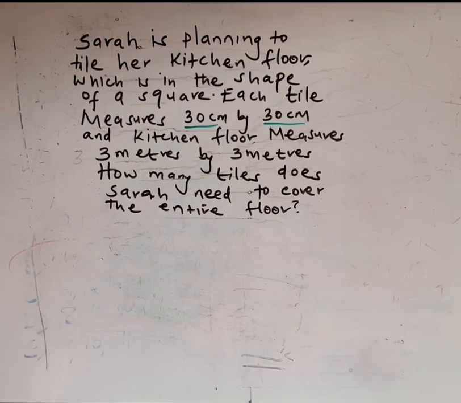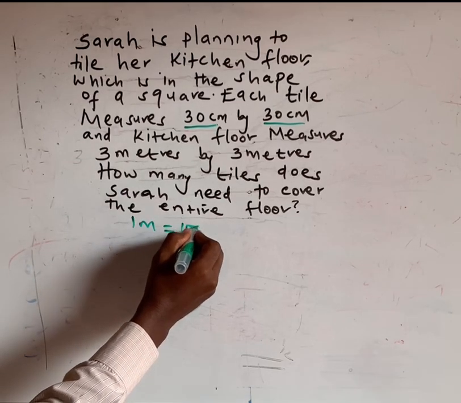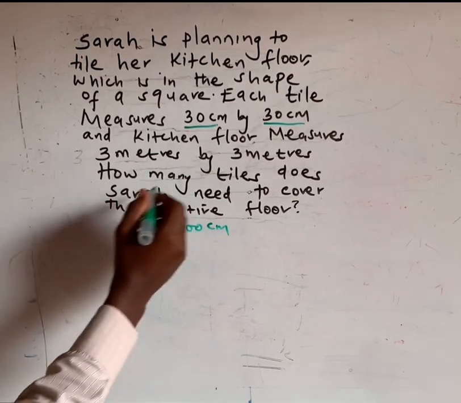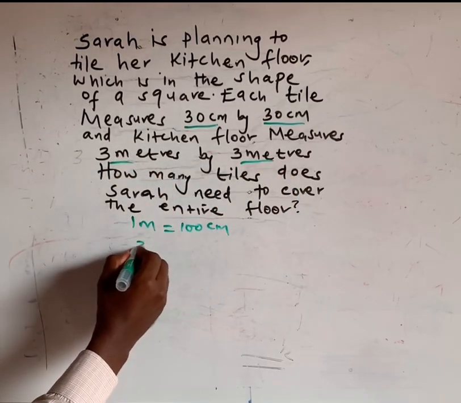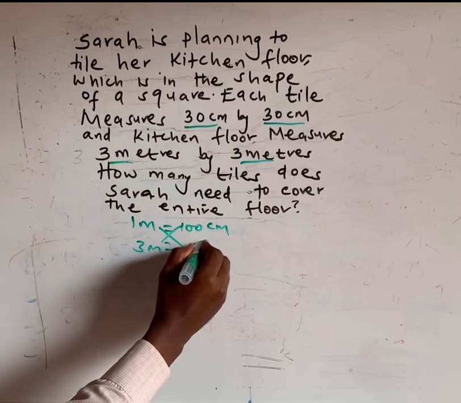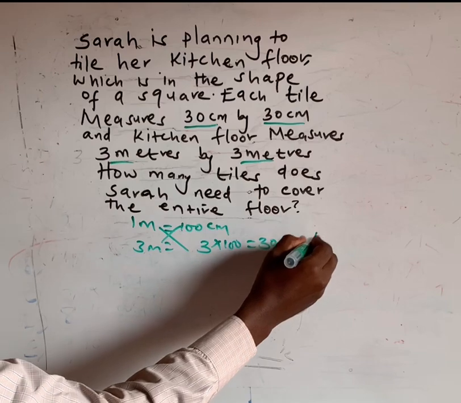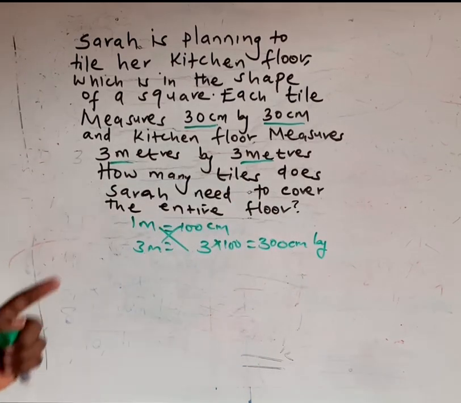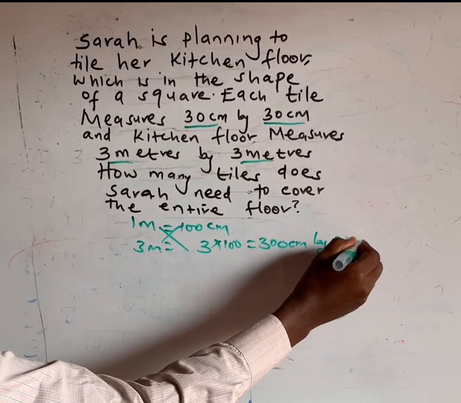Now let's break down the calculations step by step. First, we need to convert the kitchen floor dimensions from meters to centimeters. Remember, 1 meter equals 100 centimeters. So 3 meters is equivalent to 3 times 100, which is 300 centimeters. So the dimensions of the kitchen floor will be 300 centimeters by 300 centimeters.